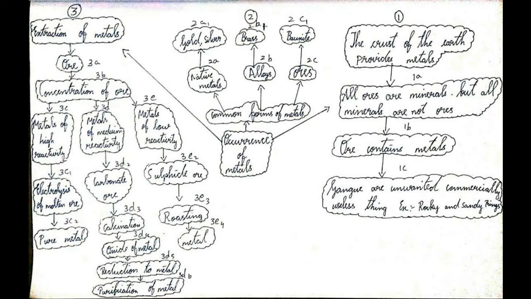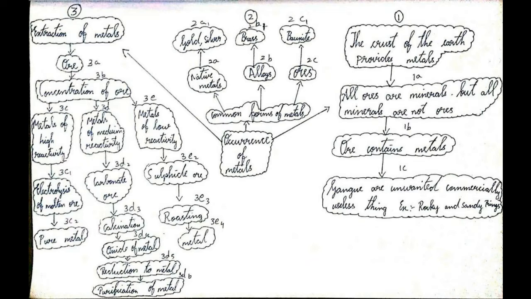Metals of low reactivity. Metals of high reactivity undergo electrolysis of molten ore. Metals of medium reactivity, carbonate ore. Metals of low reactivity, sulfide ore. Electrolysis of molten ore gives pure metal.